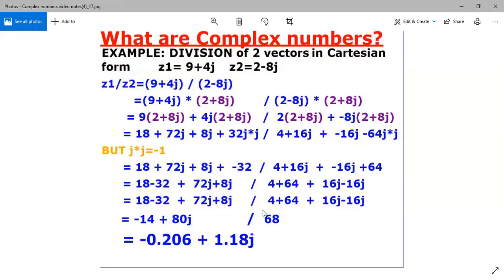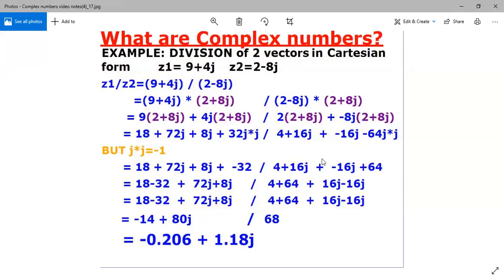Minus 14 divided by 68 gives us minus 0.206. 80j divided by 68 gives us 1.18j. And that is the answer to the division of two vectors in Cartesian form.